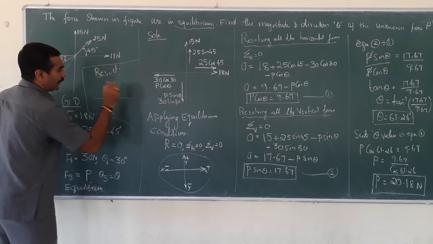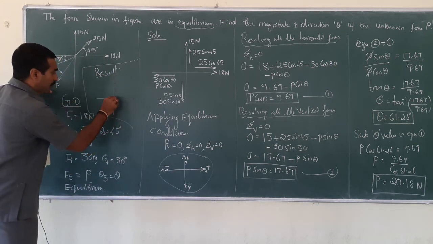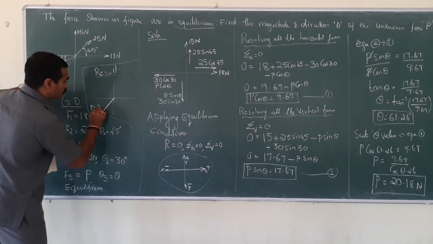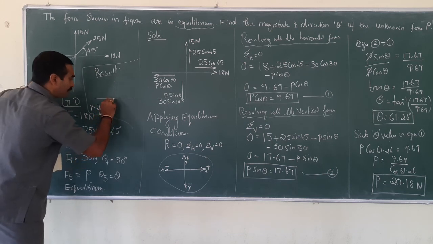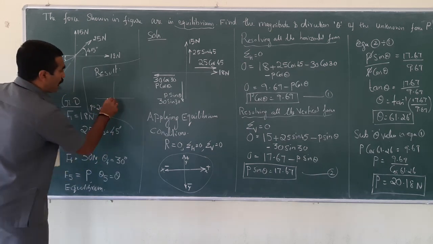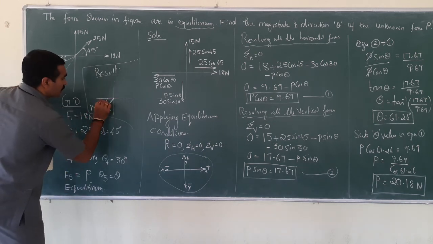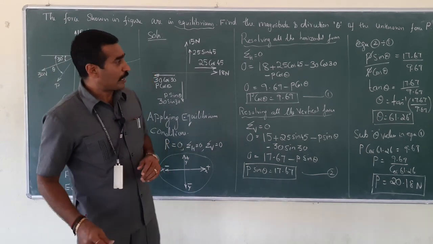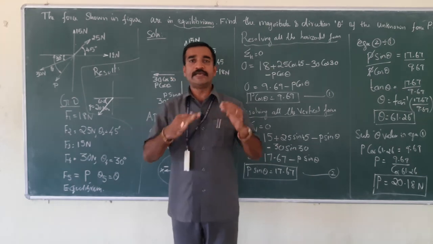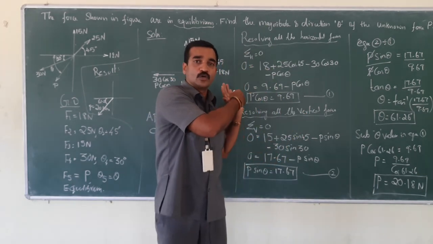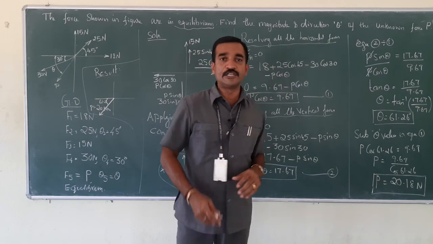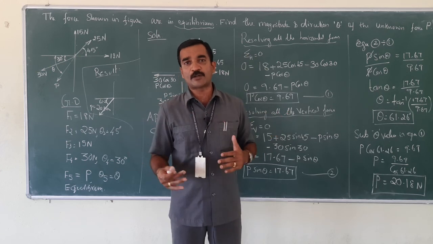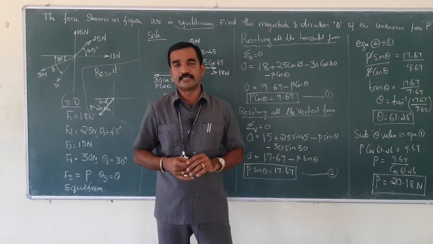So let me draw the quadrants here. Since it is acting here, let me specify the P value. P equal to 20.18 Newton, and the theta value is 61.26. Right. So hope you have all understood how to solve when an unknown force and an unknown theta value or direction are given in the question. Hope you have all understood both the concepts. That means in the previous problem, the resultant was given; here the equilibrium condition is given. Thank you.